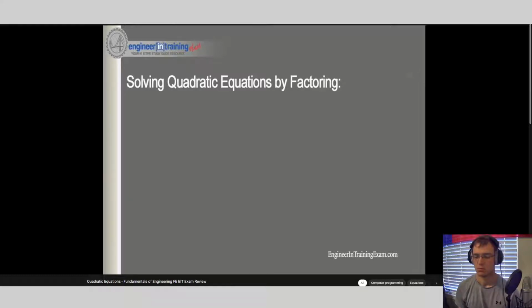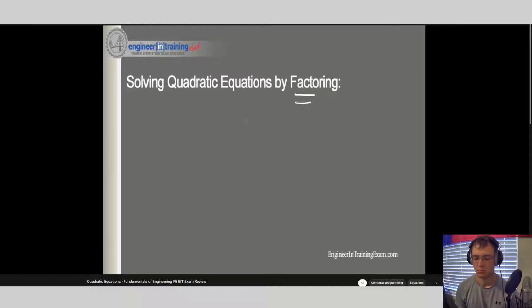So how do we solve quadratic equations? There are four methods of solving these equations. One, we can factor. Two, completing the square. Three, factor by grouping. Four, using the quadratic formula. In this quick review, we're going to talk about factoring and the quadratic formula.